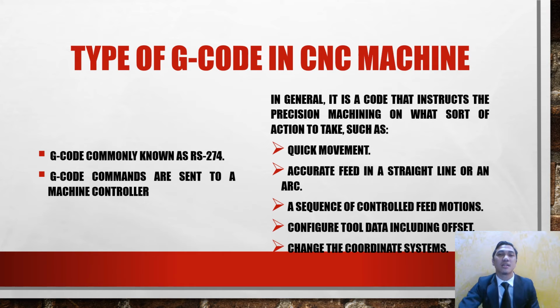In general, these codes give instructions to a machine. First, quick movement, for example, move the tool as fast as feasible between cuts. Second, accurate feed in a straight line or an arc. The third one, a sequence of controlled feed motions that result in a hole being bored, a component getting cut and routed to a specified dimension, or a profile being inserted toward the edge of a workpiece. Fourth, configure tool data including offset. And the last one, change the coordinate system.